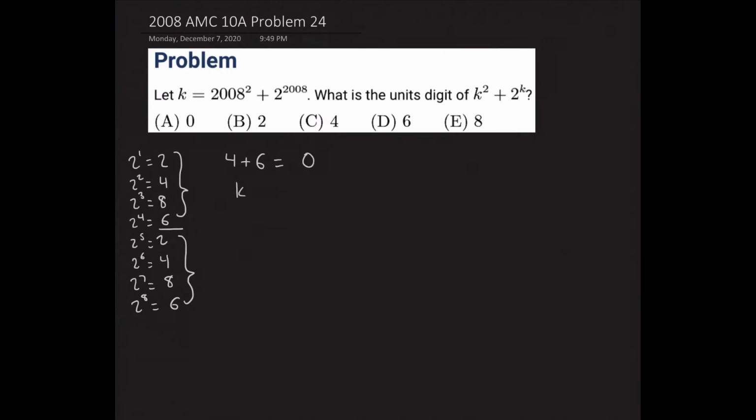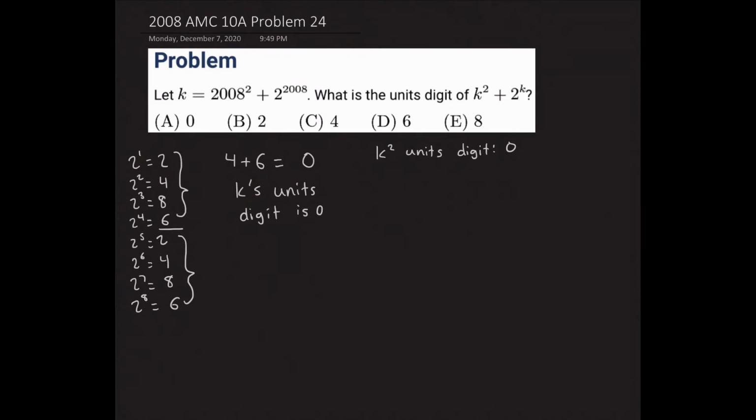So k's unit digit is 0. So this means that it's a multiple of 10 because it ends in 0. And so this means that k squared also has to end in a 0. And so we can say k squared's units digit is 0.